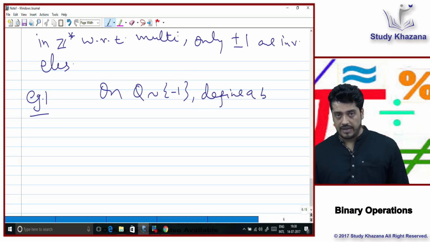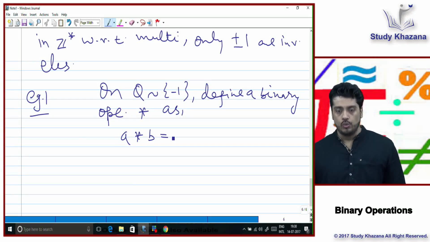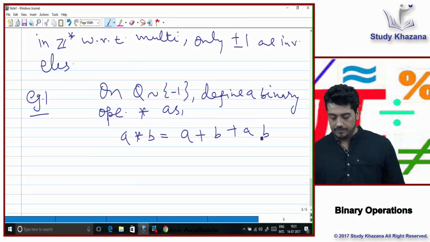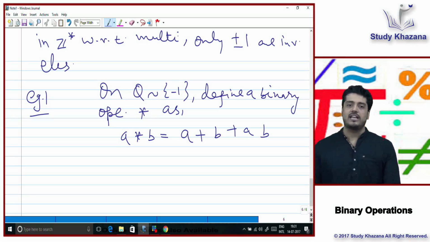Define a binary operation star as a star b is equal to a plus b plus ab. Okay. What is my binary operation? A star b equals a plus b plus ab.